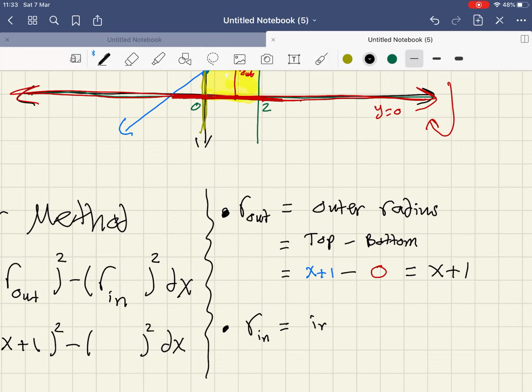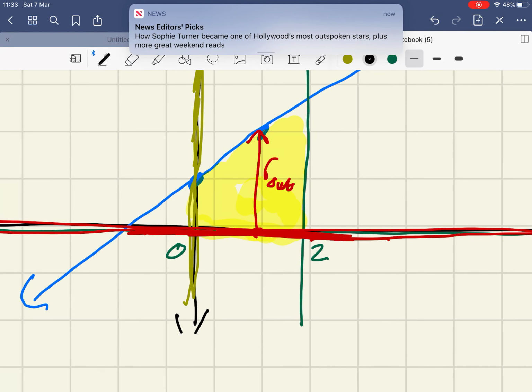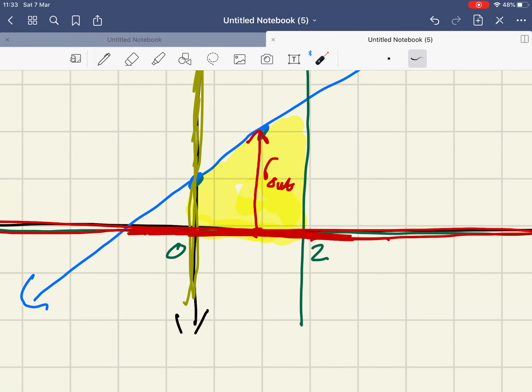R in is the inner radius. And sometimes we have an inner radius, sometimes we don't. Let's see in this example if we have an inner radius. Now, for the inner radius, it should be starting from the axis of revolution to the minimum I can go. How much is the distance between my region and the axis of revolution? If you notice here, we don't have any distance. It's almost together, which means there is no inner radius.